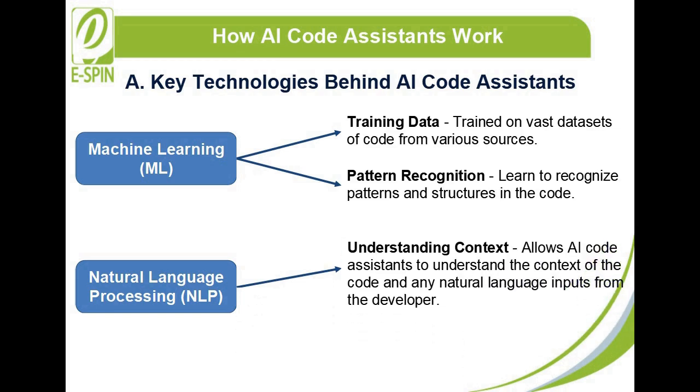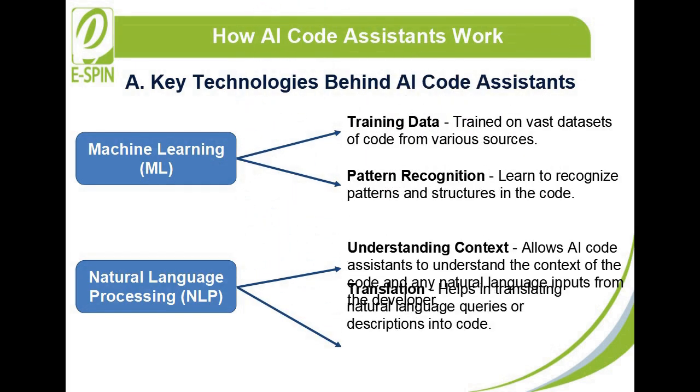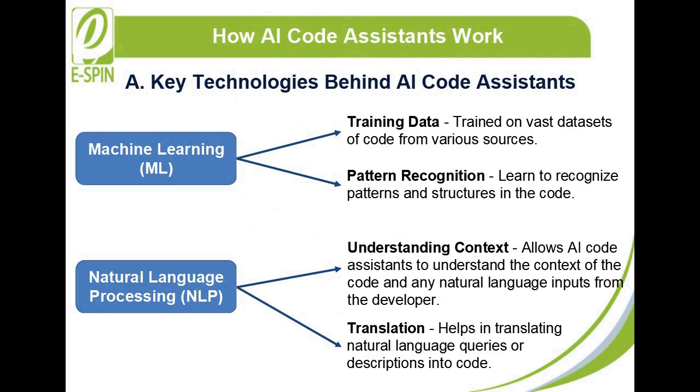Understanding context. Natural language processing allows AI code assistants to understand the context of the code and any natural language inputs from the developer. For example, a developer might write a comment describing the functionality they need, and the AI can generate the corresponding code. Translation. Natural language processing helps in translating natural language queries or descriptions into code. This is particularly useful for generating boilerplate code or implementing common functions.